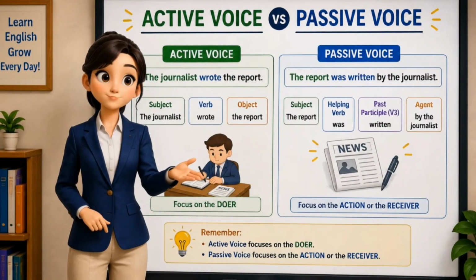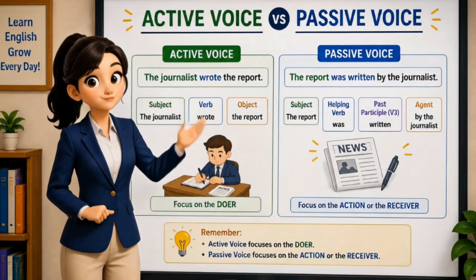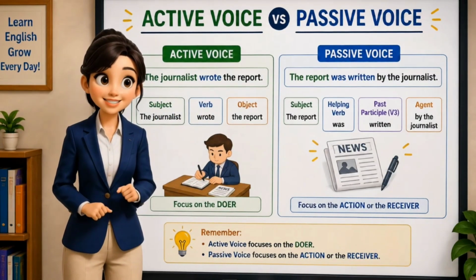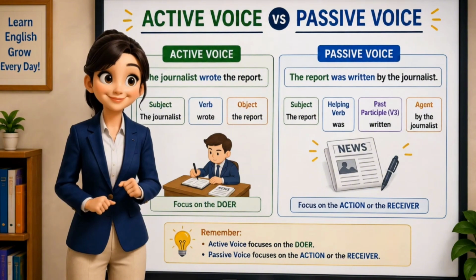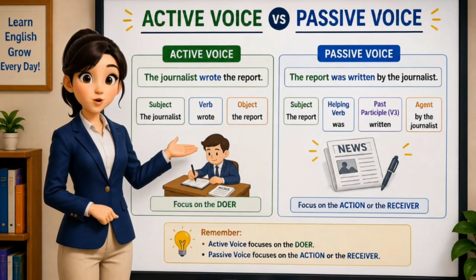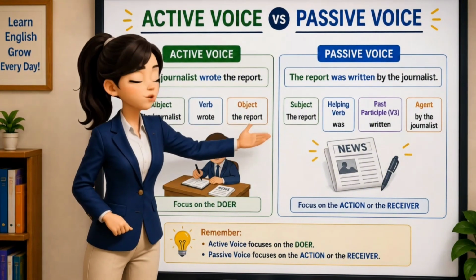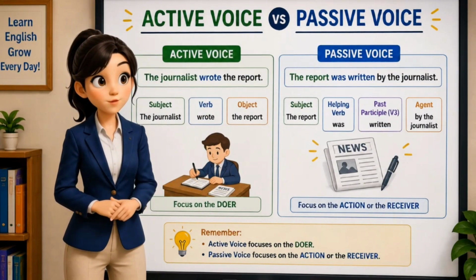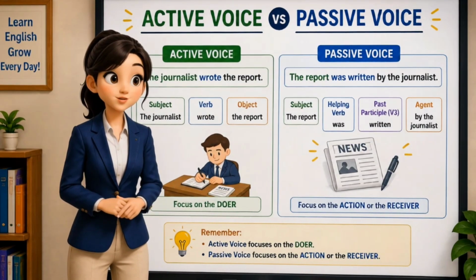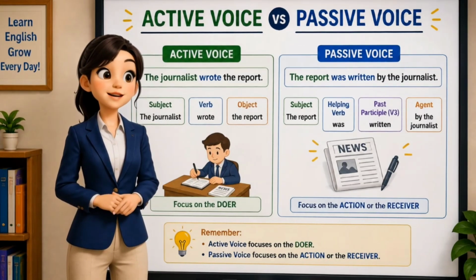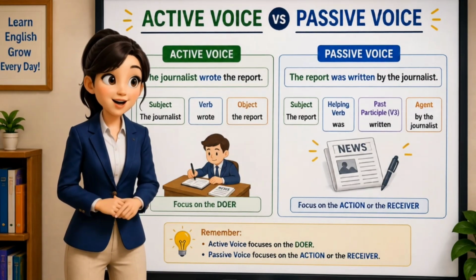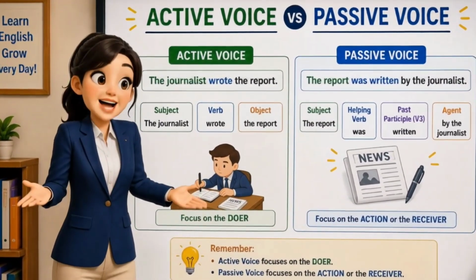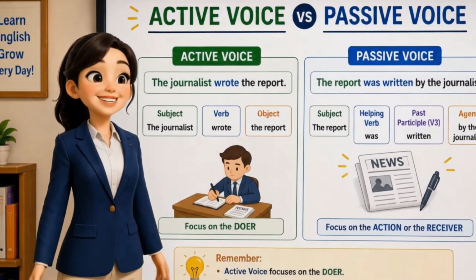Now, let's compare active voice and passive voice. First, look at the active voice sentence. In this sentence, the journalist performs the action of writing the news. Now, let's look at the passive voice sentence on the right. The report was written by the journalist. Here, the report is the subject. The action focuses on what receives the action, not who performs it. So the main difference is that active voice focuses on the person who performs the action, while passive voice focuses on the receiver of the action.